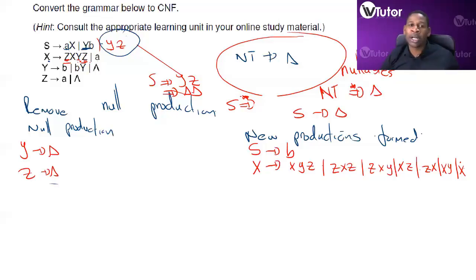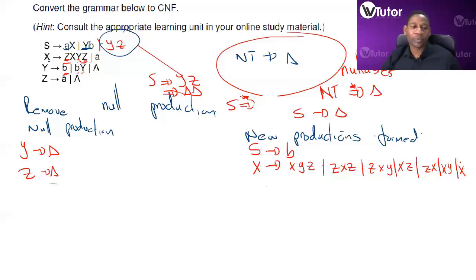Now, if we look at it, these are all the possible substitutions that we can have for the Y and Z going to null in X. If you go to Y goes to BY, it goes to null, right? So this Y can go to null, leaving us with B. But we already have a production of Y going to B, so it is not going to be a new production. We do not have to list it because the production is already there. Z goes to A, there are no new productions formed there. So these are the new productions that are formed as a result of eliminating the null productions.